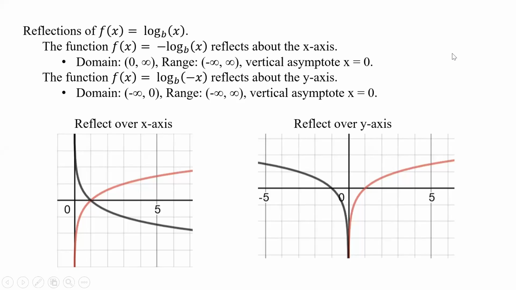All right, so now we're down to the reflections. So what do we do with those? Well, again, we have our parent function, log base b of x, and we can put the negative sign out in front, or we can put it with our x. If we put it out in front, what does that do? Well, that's going to change my output of the y. It's going to change it from either a positive to a negative or a negative to a positive. And so that means we're going to reflect across that x-axis.